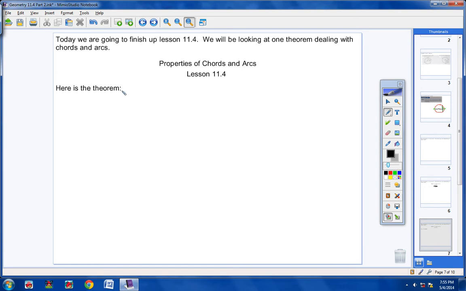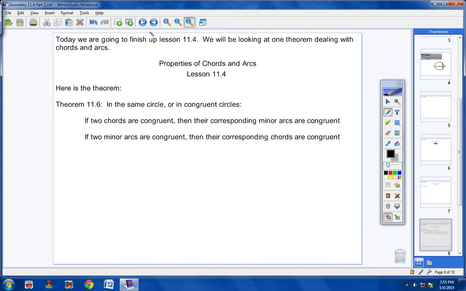Here is the theorem. Now I want to warn you, the theorem is not going to make a lot of sense, but I'm going to explain it with a picture, a couple of diagrams here and there to help you. In the same circle or in congruent circles, either way, and then you have two parts. If two chords are congruent, then their corresponding minor arcs are congruent. And then it says it backwards. Here's the converse. If two minor arcs are congruent, then their corresponding chords are congruent.